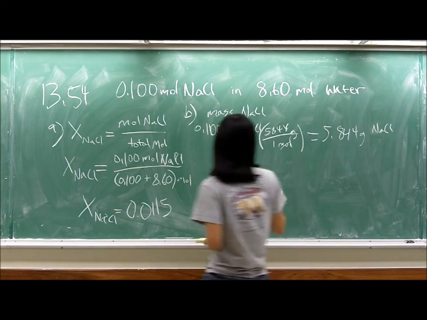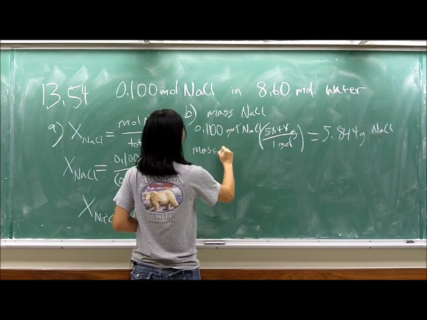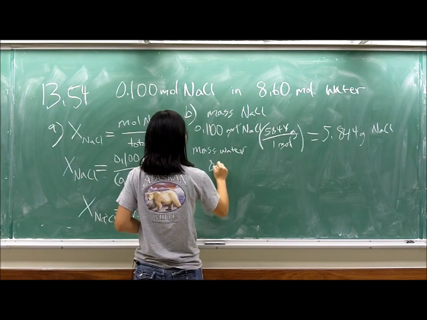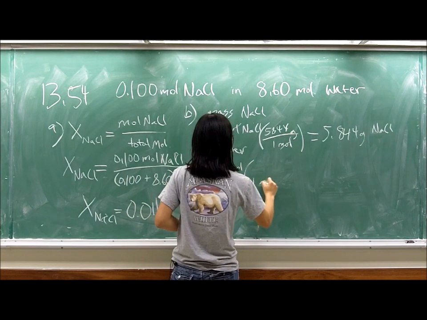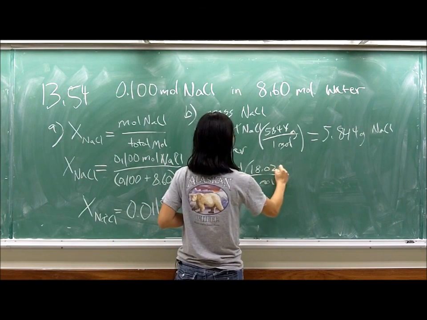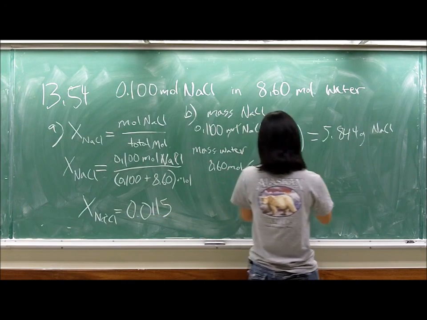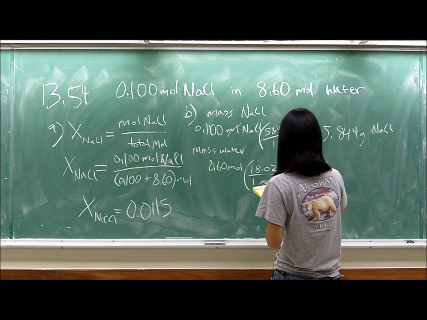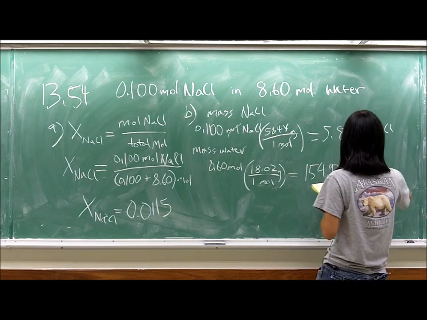And you do the same thing to find the grams of water. For the mass of water, you take your 8.60 moles, cancel out the moles, and find grams with the molar mass of water, which is 18.02 grams per mole. And then you find that you have 154.927 grams of water.